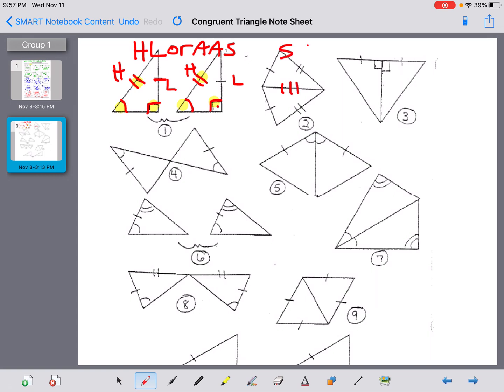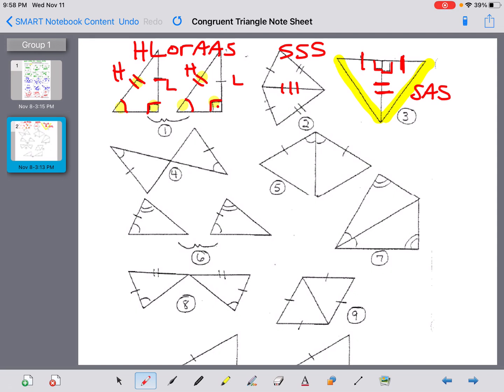All right, on number 2, I can mark my shared side. That will give me a side, side, side. On number 3, I can mark that shared side. Okay, it is a right triangle, but be careful. Did they mark my hypotenuse at all? And the answer there is no. So since the hypotenuse is not marked, I cannot do HL. But I can do a side, angle, side. So I get a side, angle, side on number 3.